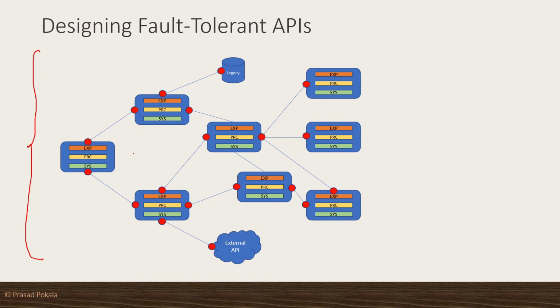So this is good. This means the more APIs we have, the more we are reusing and the more modular they are, the more matured your application network is. It's good in that aspect, no doubt.